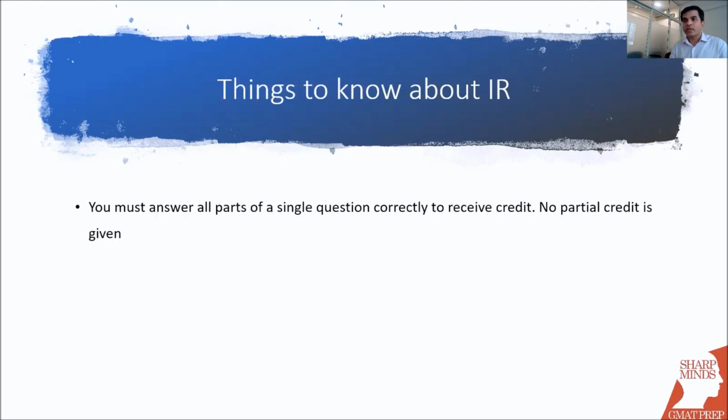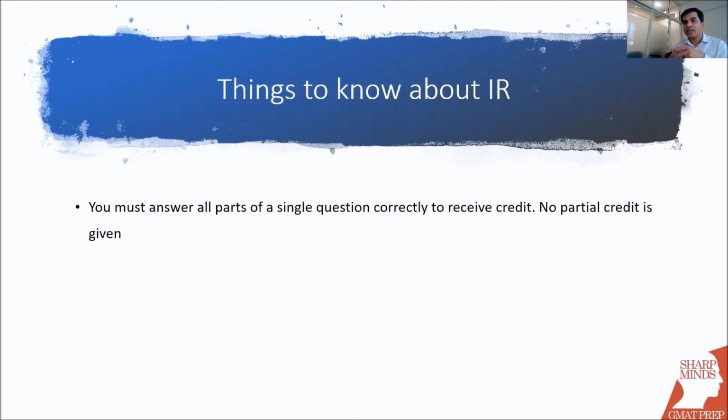Now, this is an important aspect of IR that you need to be clear about, which is that whenever you have questions that contain sub-questions within them, you need to get all those sub-questions right in order to get the question right. For example, if there are two sub-questions for a given question and you get one right and one wrong, it counts as a wrong answer. It does not count as a half mark or something like that, which is what you probably got in school. But on IR, you have to get all correct to get the question correct. Otherwise, it is counted as incorrect.